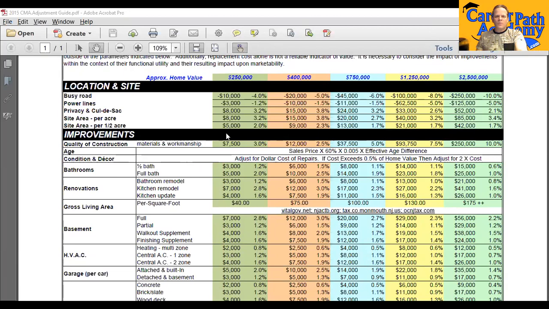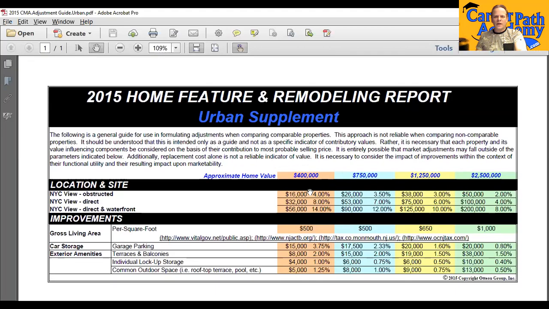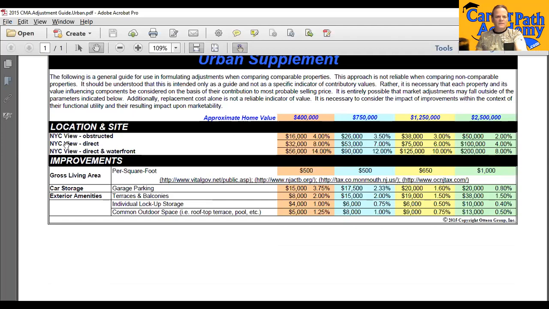The CMA workshop also has a bunch of little guides. Here's another guide that they give for features in urban areas. How do you make adjustments for New York City views, a direct view of the city or the waterfront? That could definitely impact the value of a property. As you can see here, based on the prices, they don't even go to that 250,000 price range. They start at the 400,000 price range when you've got those kinds of things. And parking and terraces become very important when we're dealing with properties in urban areas. Parking may be limited here.